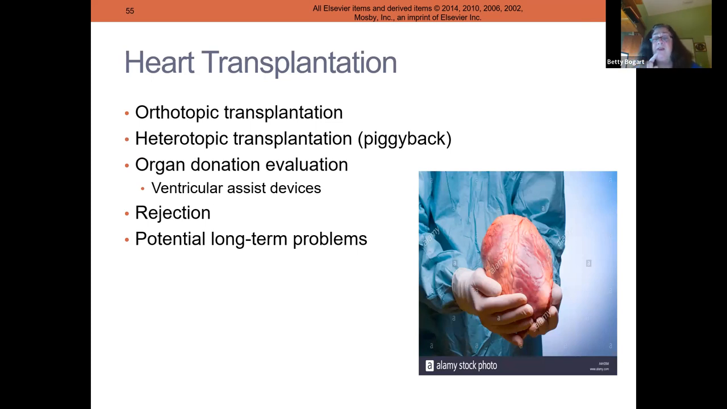The biggest problem in the first 6 months after transplant is rejection. These patients will be on immunosuppressive drugs for life because it's not the body's heart. They have to say, it's okay, leave the heart there, don't bother it.